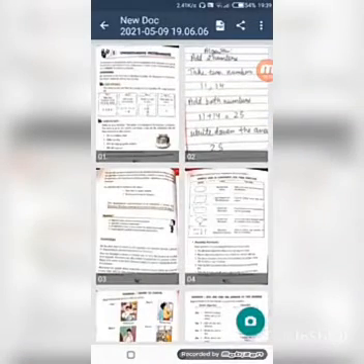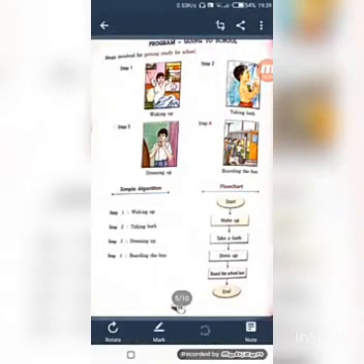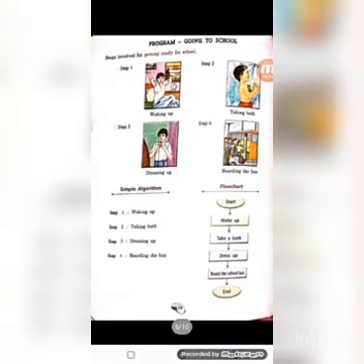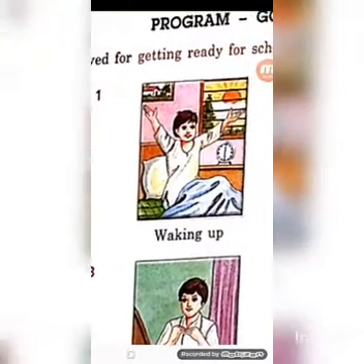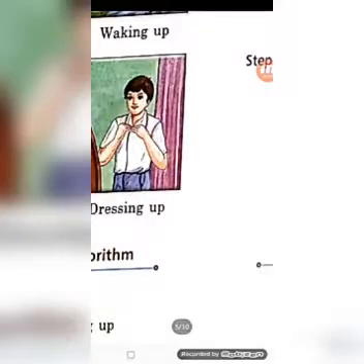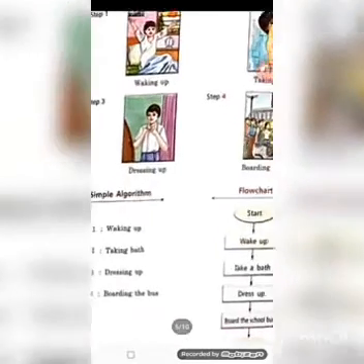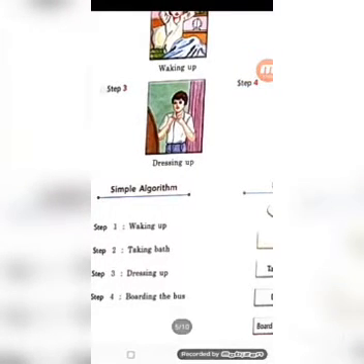Now let's move to another topic given in your book related to flowchart. A program is given here as an example, going to school. Steps involved in getting ready for school. In the first step, it is written waking up. Next one is taking a bath. Third one is dressing up. And fourth one is boarding the bus. Four steps are given to you. This is our algorithm. Step 1, waking up, taking a bath, dressing up and boarding the bus.